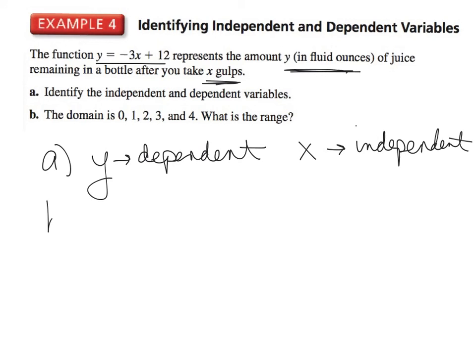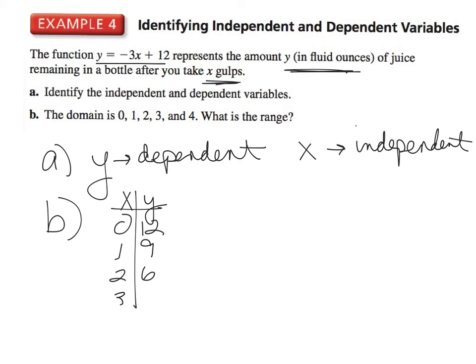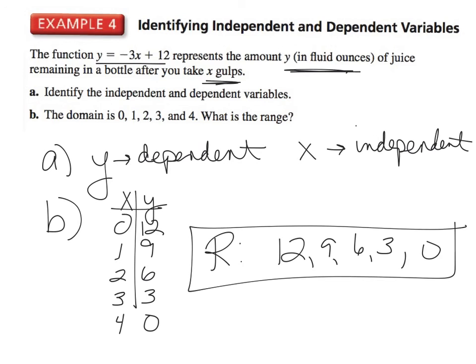Now, if you made a t-table, x and y. If I plug in 0, that means I haven't taken any gulps, there's 12 ounces left. If I take one gulp, that means there's 9 ounces left. 2 gulps, 12 minus 6, 6 ounces. 3 gulps, that would be 3 ounces. And 4 gulps means I have nothing left. So your range is 12, 9, 6, 3, and 0. And that would be your answer to part B.